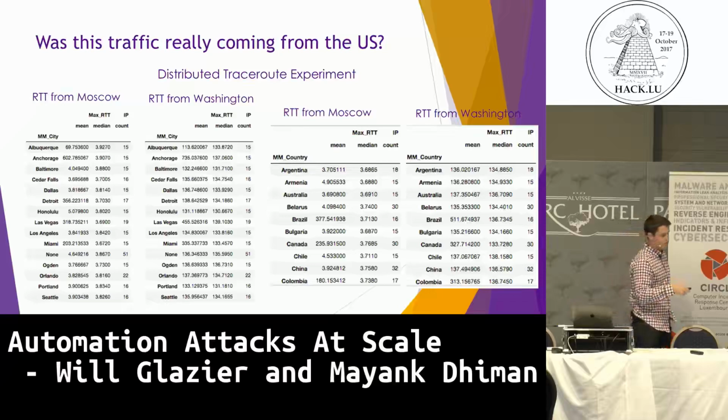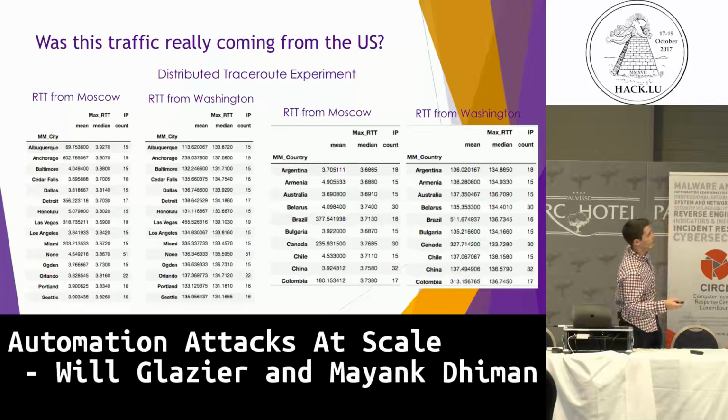These graphs right here are a traceroute experiment that we did. We'd take these networks of IPs and ping them from different locations around the globe. Just highlighting here, these are a bunch of cities in the United States that these networks claim to be from. And you see the mean round trip time for Moscow, and you just go down the list. Ignore the mean column here and focus on the median, because there were some that would hang. But 3 milliseconds from Moscow, 130 to 135 roughly from Washington. That doesn't make sense. I mean, Honolulu is pretty far away from Baltimore.